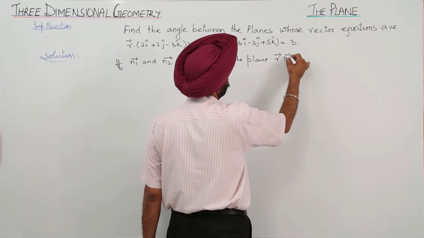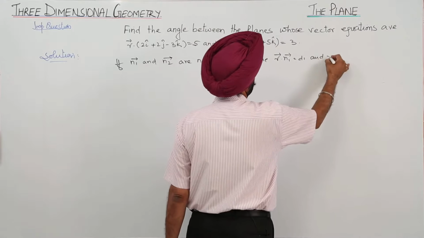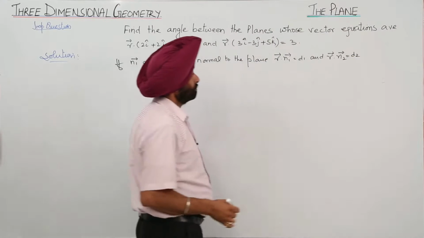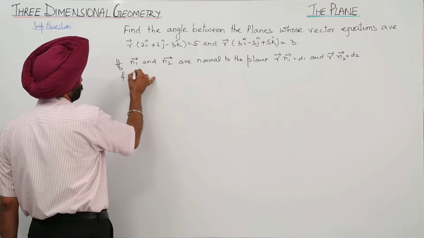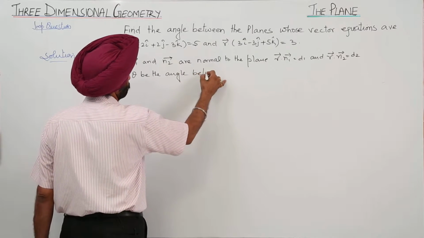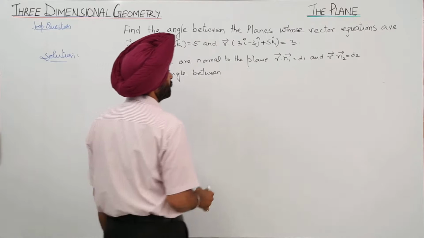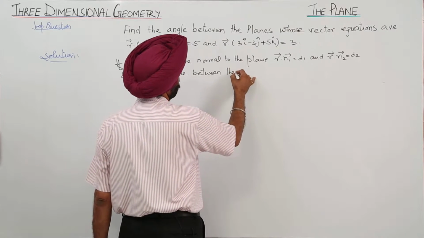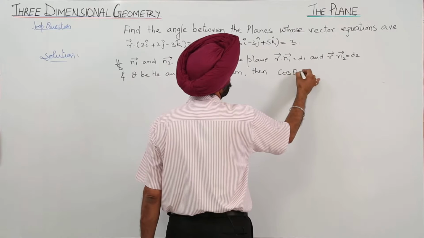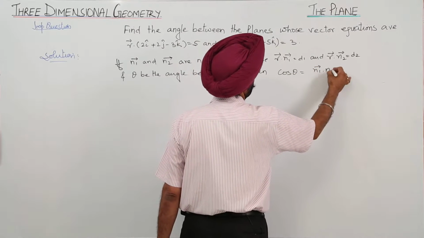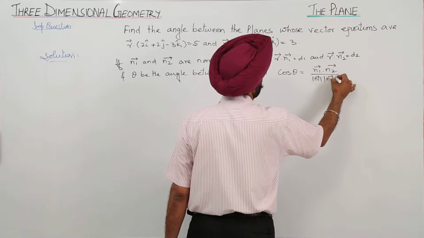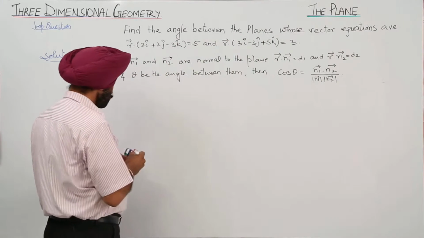vector r dot vector n1 is equal to d1 and vector r dot vector n2 is equal to d2, and theta be the angle between them, then cos theta is equal to vector n1 dot vector n2 upon magnitude of vector n1 times magnitude of vector n2. Is it clear?